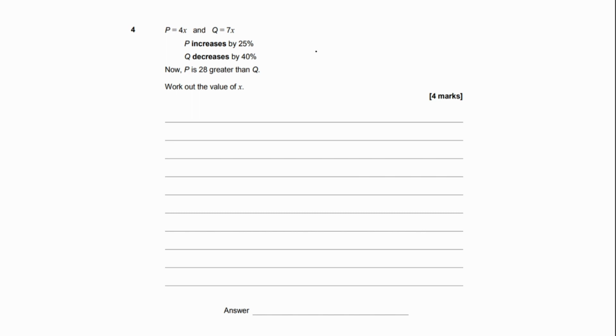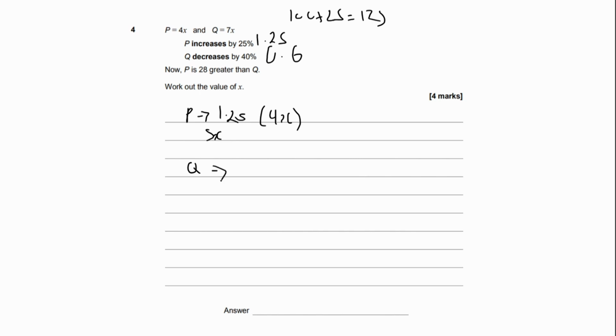Now it says P increases by 25%. An increase of 25% is timesing by 1.25. A decrease by 40% is timesing by 0.6. P is 28 greater than Q. So P is going to be 1.25 times 4x because it increases by 25%, which gives us 5x, and Q is going to be 0.6 times 7x, which gives us 4.2x.